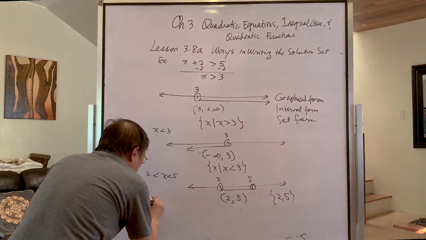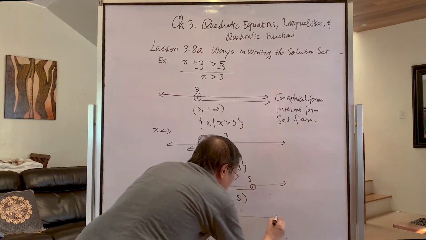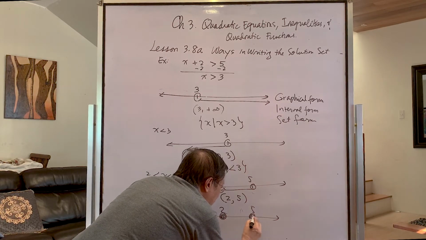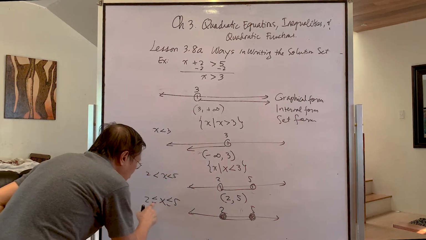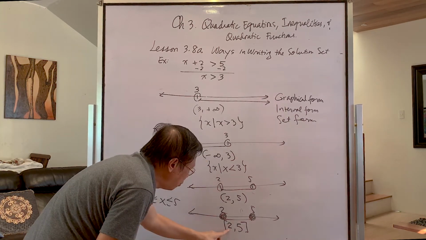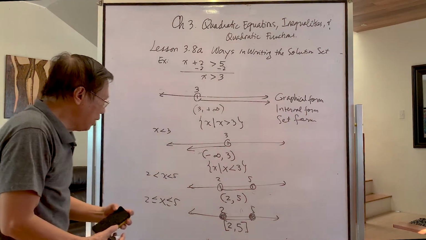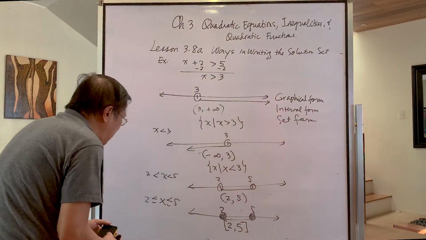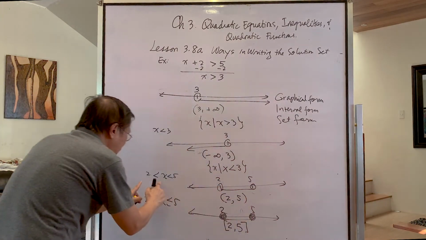Furthermore, suppose I will have the endpoints be part of your solution. Then what we have here will be 2 and 5, and 2 will be included in the solution, 5 will be included in the solution, which means I have a non-strict inequality, and I have this closed interval from 2 to 5. So this is a strict inequality. This is a non-strict inequality, where this one is in graphical form, this is in interval form. This will be the set form.